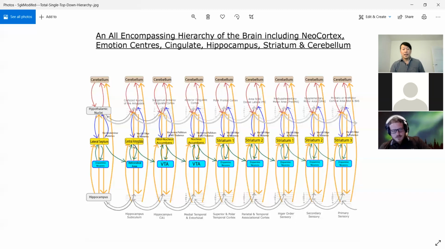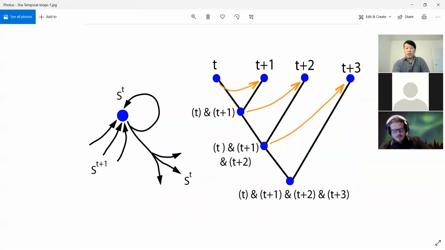Okay, but underneath it is this very clean architecture that we can actually program into a computer and use to create true artificial intelligence.